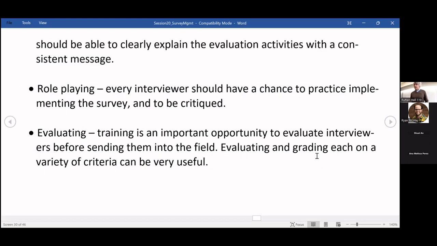And then the training itself, there could be practice interviewing. There's a classroom phase, as I talked about, and there's a phase in the field. In the classroom phase, you can do practice interviews, this role-playing thing. And then again, evaluating at the end, which are the best people, and keep the best ones.